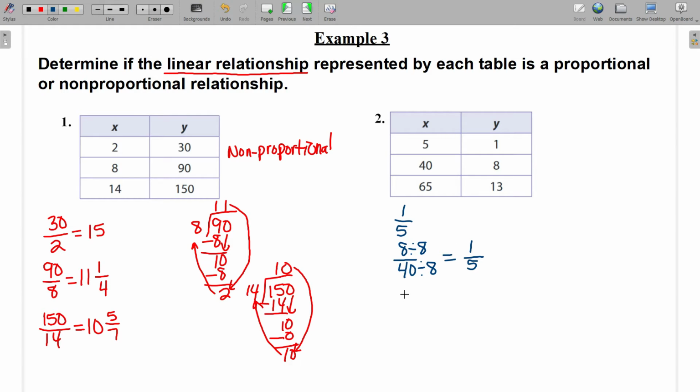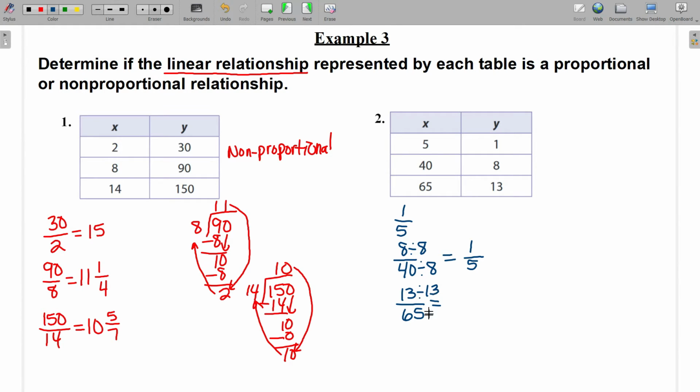And then in the very last one, I'm going to be comparing the y value, which is 13, to the x value, which is 65. And if you look at this, I believe 13 can go in, I guess we can divide both 13 and 65 by 13.